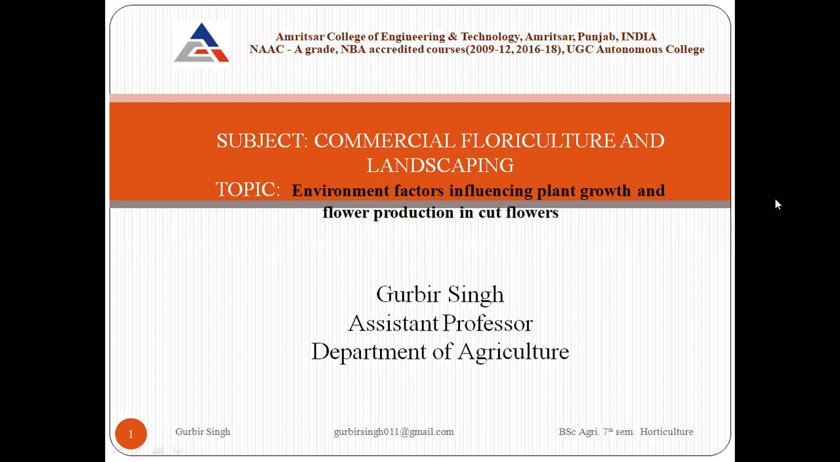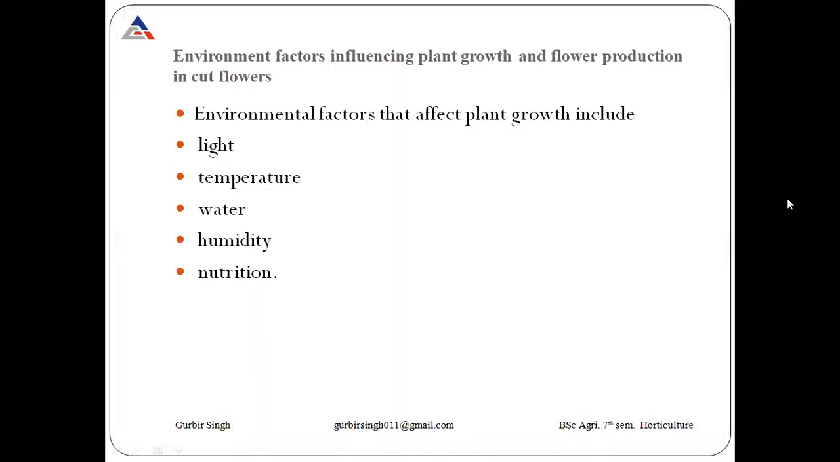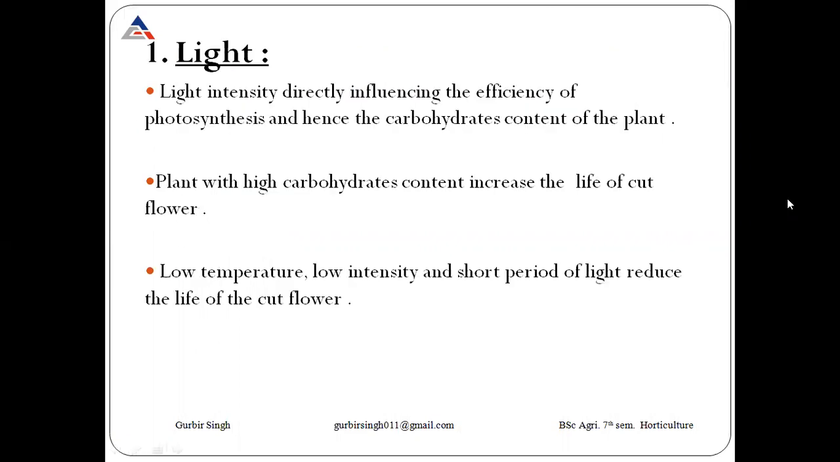Good morning, students. Today we will discuss environmental factors influencing plant growth and flower production in cut flowers. Environmental factors that affect plant growth include light, temperature, water, humidity, and nutrition.